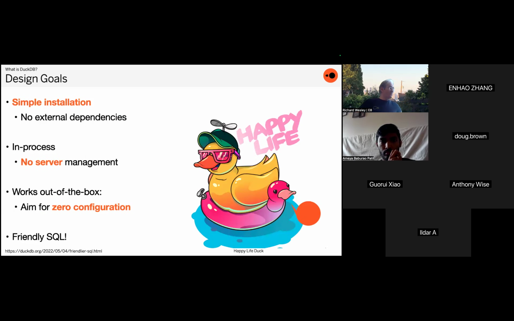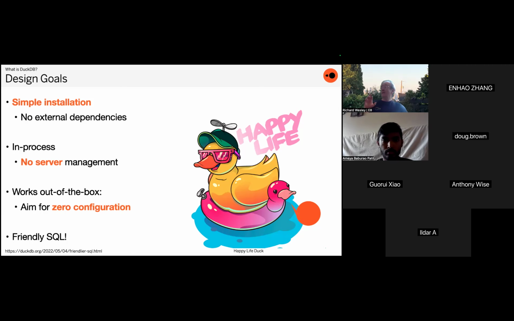When they started this project, they had a few design goals. They wanted it to be really simple to install because the people who are using it didn't have the time to mess around with. They were already frustrated by having to set up servers, and they were using non-database tools to do database operations over at CWI in the Netherlands.